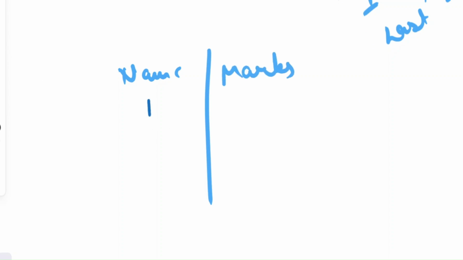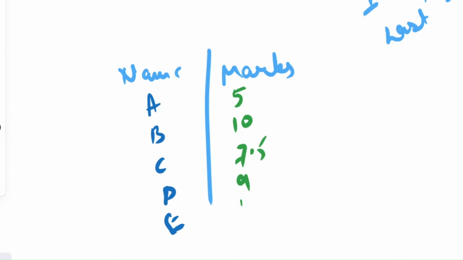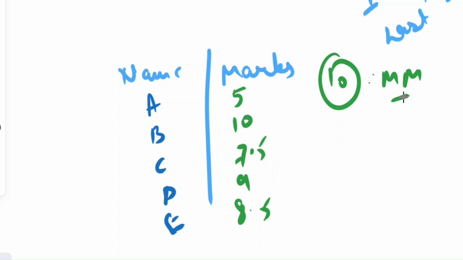There were some students named A, B, C, D, E. Let's take only 5 students, and they got their marks like 5, 10, 7.5, 9, and 8.5. These marks are out of 10, like the maximum marks was 10.